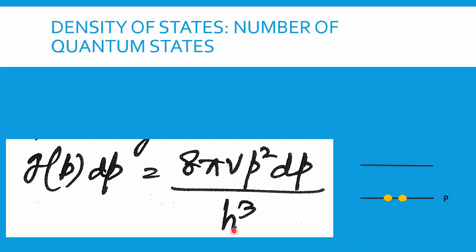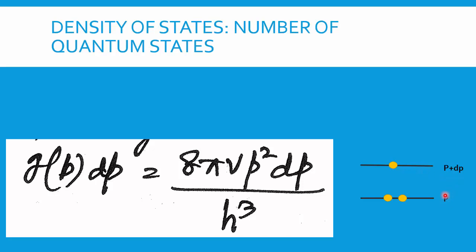So let me explain this formula. What does this formula mean? But before that, I want to tell you what a quantum state is. Suppose you have in a container, let us say, 3 particles. Say 2 particles will have a momentum P, let us say a momentum of 1 unit. And then one particle has a momentum of, say, 2 units.